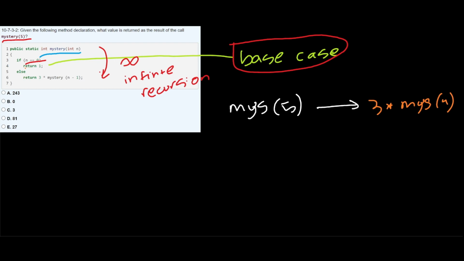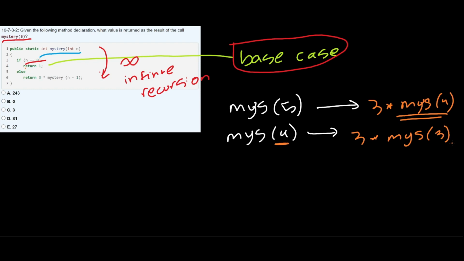Now that we are at mystery 4, we're going to start with mystery 4 on the left side of the hand tracing. So mystery 4 becomes 3 times mystery of n minus 1, and n is 4 in this case, so we're going to do 3 times mystery 3. And we're going to keep doing this until we get to our base case.